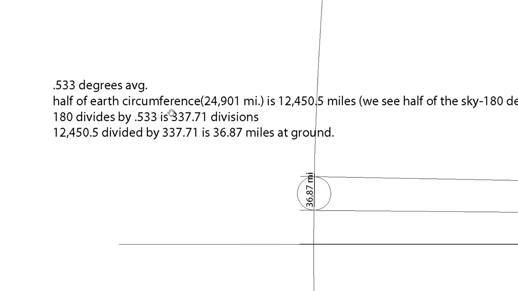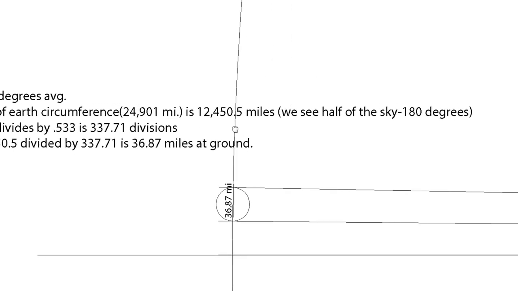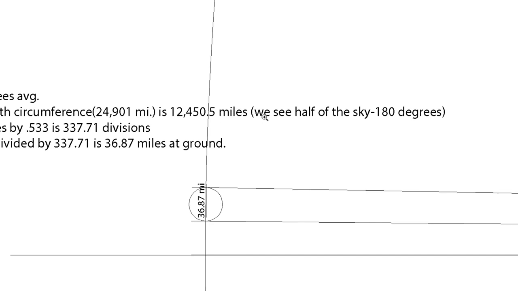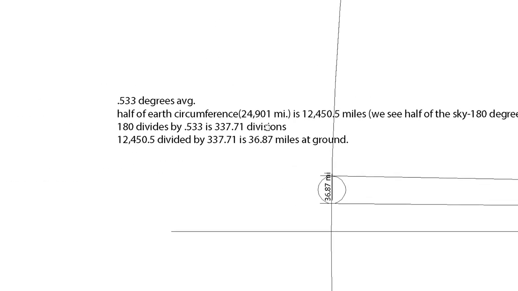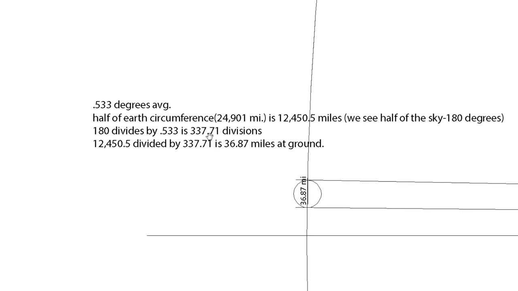So we take half of the Earth's circumference, which the full circumference is 24,901. So that's 12,450.5, because we see only about half of the sky. And then we take that 180 degrees and we divide it by 0.533 of a degree. And so we get 337.71 divisions within the 180 degree half circle.